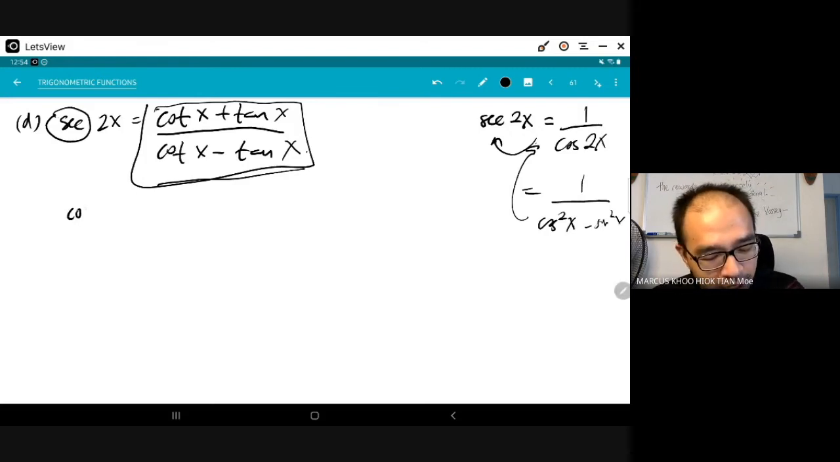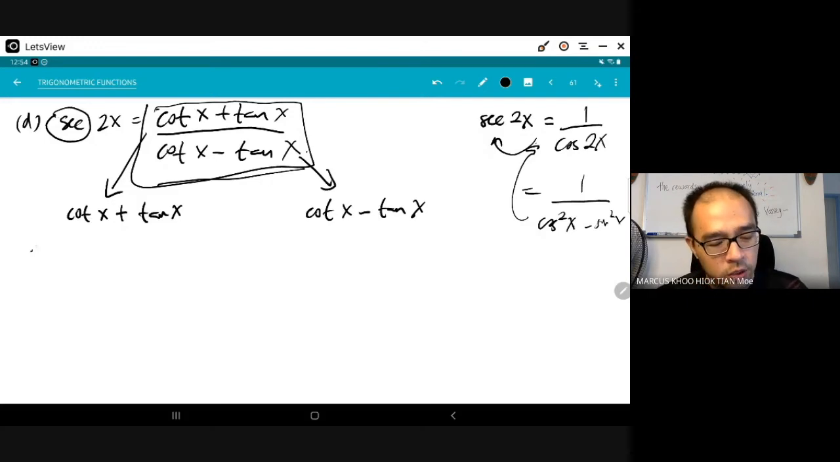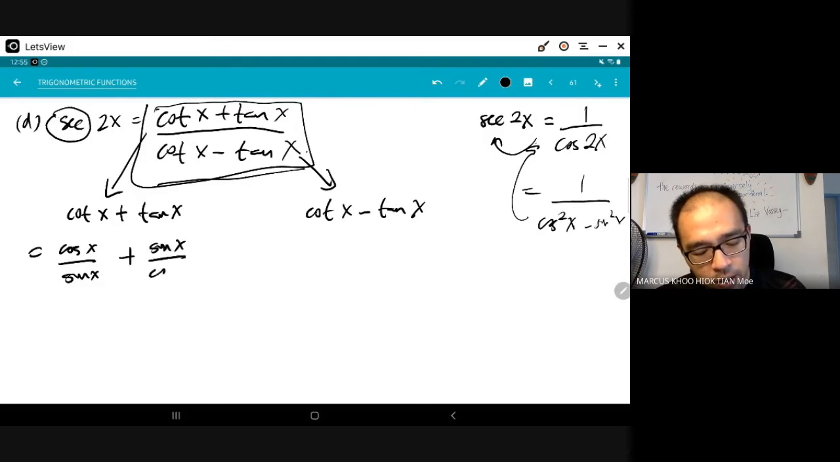So cotangent x plus tangent x. When you see this, you kind of know where this is headed. First thing you need to do is change everything to sine over cos and cos over sine. So I'm going to split this up. This is cotangent x minus tangent x. First part is here, second part is here. So cotangent x is cos x over sine x plus sine x over cos x.